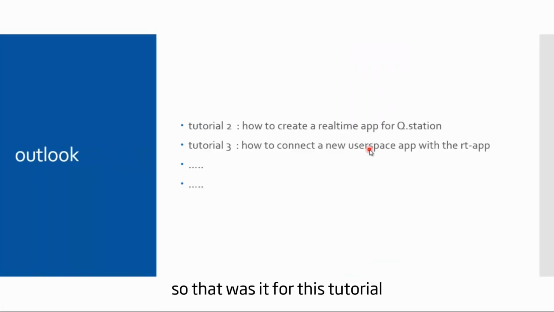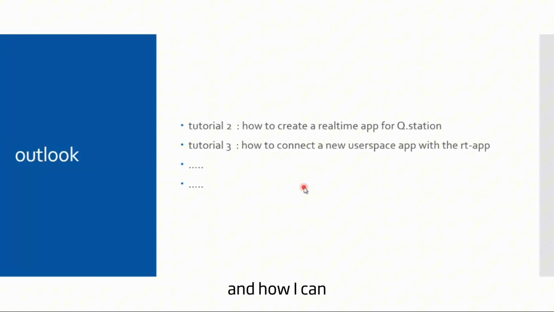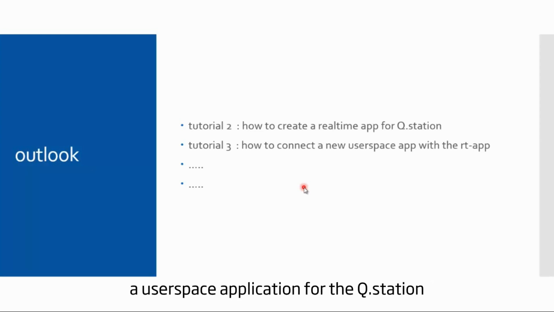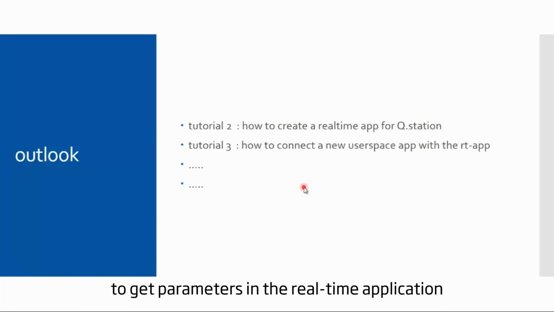So that was it for this tutorial. In the next tutorials I will go further into test.con 6 Studio and I will explain how to create a project and how I can program a real-time application for the Q.station, or how to program a user space application for the Q.station, and how you can connect the user space application with the real-time application. For example, to get parameters in the real-time application or read values from the real-time application.